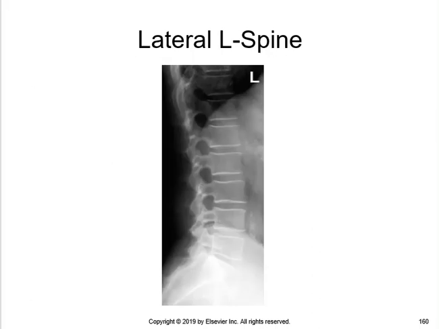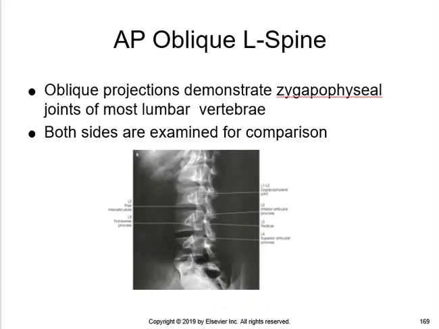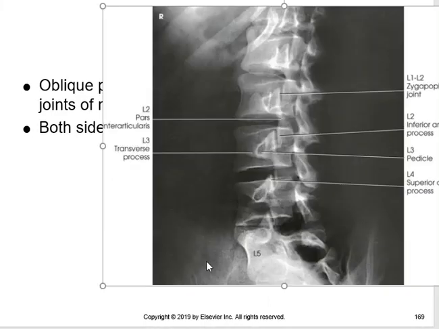Going back up to the lateral projection, that big gaping hole right there is your intervertebral foramina. That's where the nerves come out. But going back to our oblique, the zygapophyseal joint will be demonstrated by that dark line right there. So zygapophyseal joint's here. You don't really see the intervertebral foramina at all.